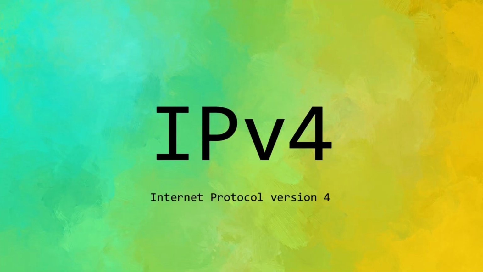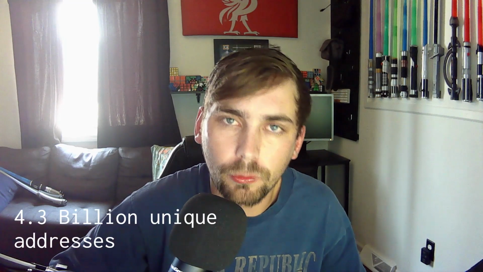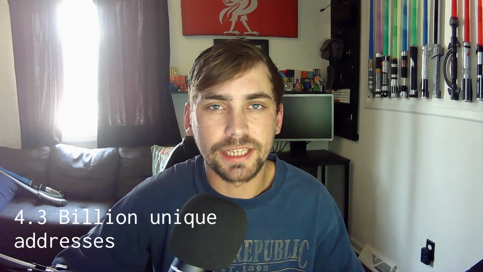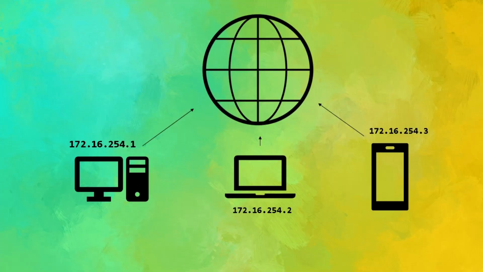So let's start with IPv4, which stands for Internet Protocol version 4. This protocol was developed in the 1980s and is still widely used today. IPv4 uses a 32-bit address, which means that there are roughly 4.3 billion possible unique addresses that IPv4 can provide. So with IPv4, each device is given a unique IP address, which is used to be able to send data to and from that device over the internet.